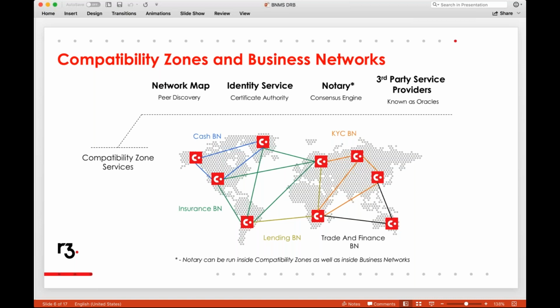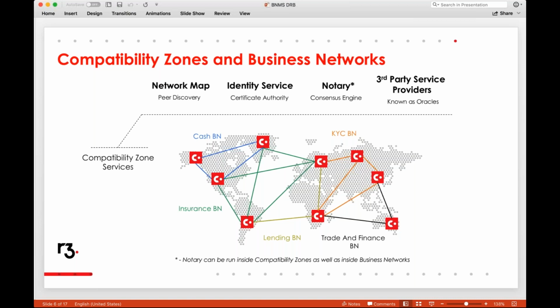Does it make sense? So that's why the actual governance around the business networks is done separately from the compatibility zone, because the governance and operational requirements of each business vary hugely from case to case. While compatibility zones just define the environment where you can potentially establish a connection with any node, the business networks define what is actually required from a participant to be able to transact on your asset.